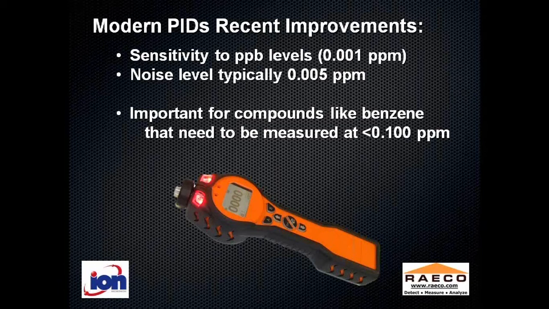And this becomes important for compounds like benzene, where I know some refineries that are now using 0.1 ppm as their exposure limit, even though the ACGIH levels and PEL levels are higher. So you need some accuracy down at the 10 ppb level if you're trying to measure 100 ppb.